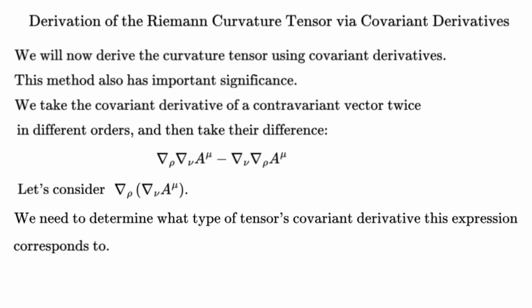Derivation of the Riemann curvature tensor via covariant derivatives. We will now derive the curvature tensor using covariant derivatives. This method also has important significance. We take the covariant derivative of a contravariant vector twice in different orders, and then take their difference.